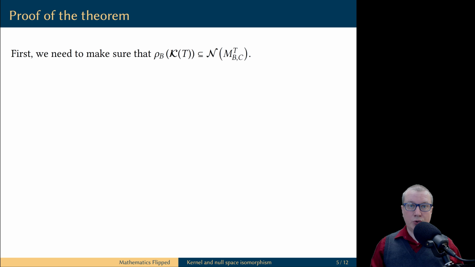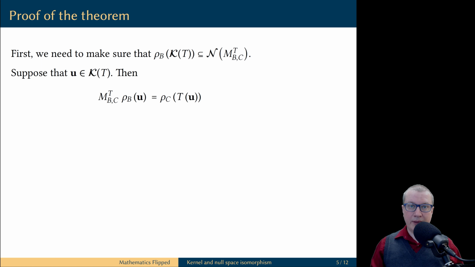First, let's make sure that the restriction of rho B to the kernel becomes a function into the null space. In other words, we need to make sure that all elements of the kernel of T are sent to the elements of the null space of the matrix representation by rho B. So let's take any vector U in the kernel of T. Then we are going to look at the following matrix vector product.